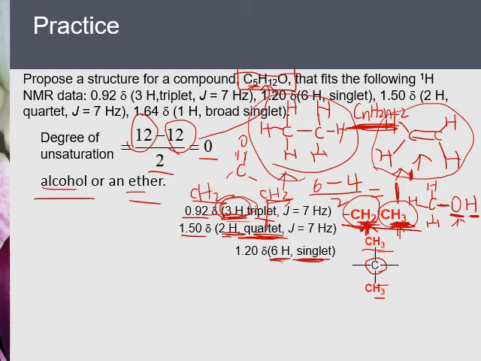Now, how many carbons do we already have? So 1, 2, 3, 4, 5. The molecule has 5 carbons, so we already have all the carbons here. All we need to do is arrange them.